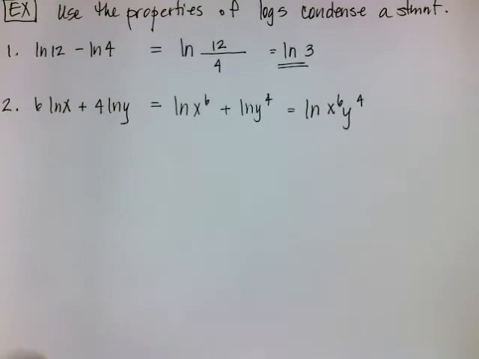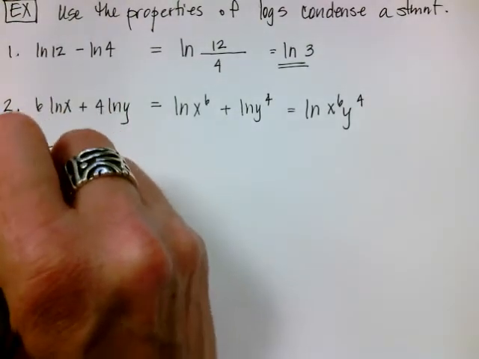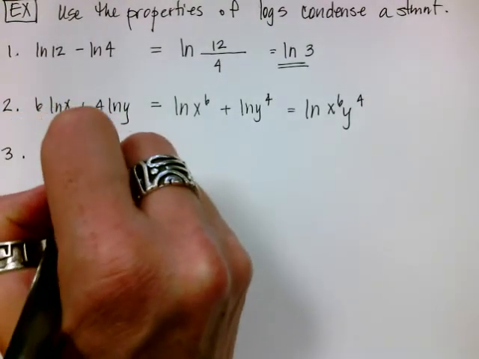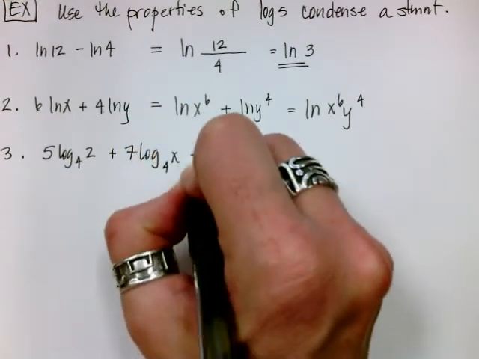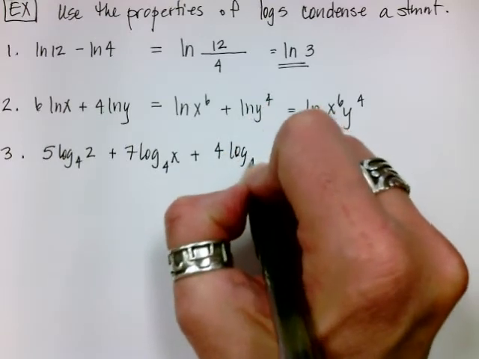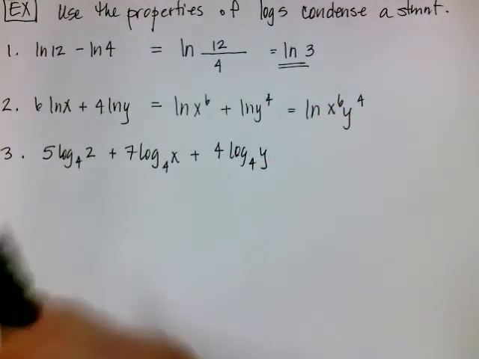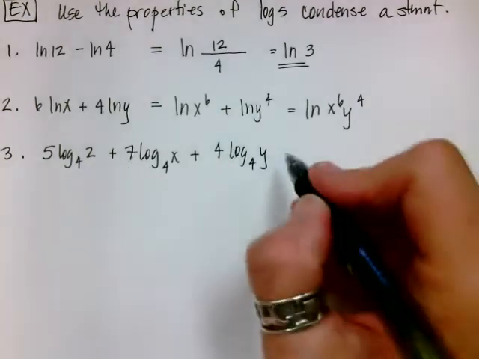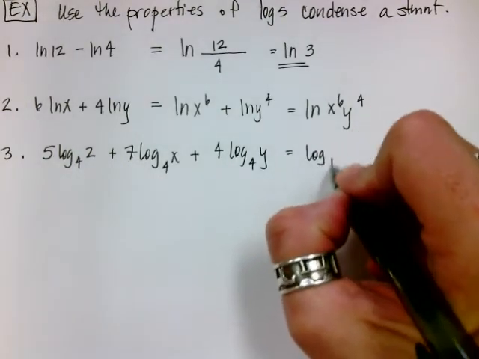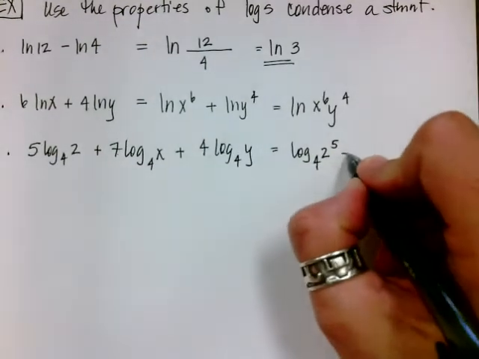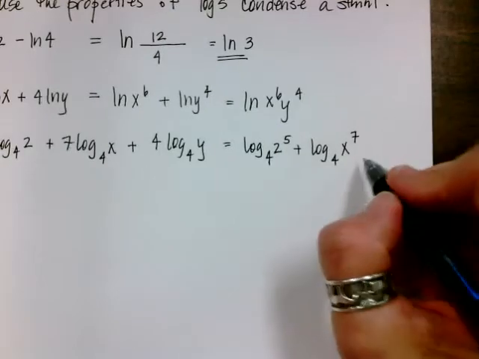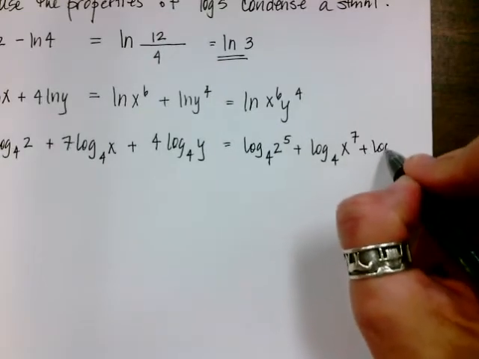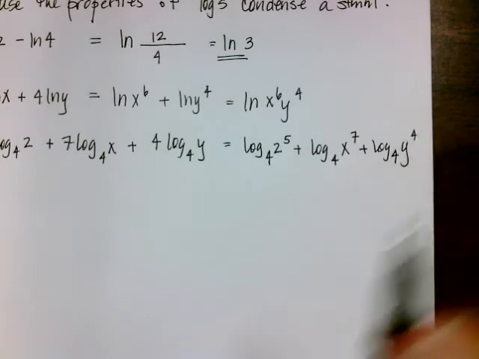That wasn't so bad. All right, now let's do one that's a little bit more entertaining. So let's say I have a 5 log base 4 of 2 plus 7 log base 4 of x plus 4 log base 4 of y. The first thing that I'm going to do is manage my three exponents. So I'm going to have the log base 4 of 2 to the 5th plus the log base 4 of x to the 7th plus the log base 4 of y to the 4th.